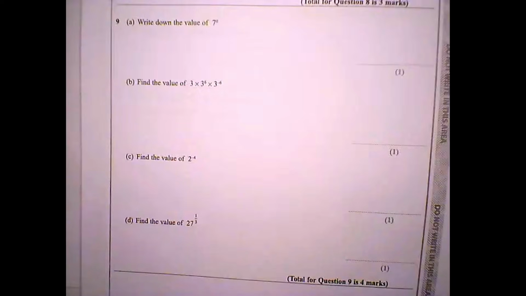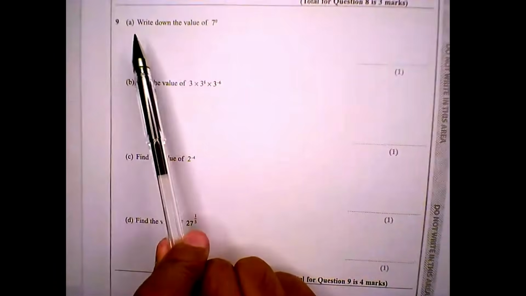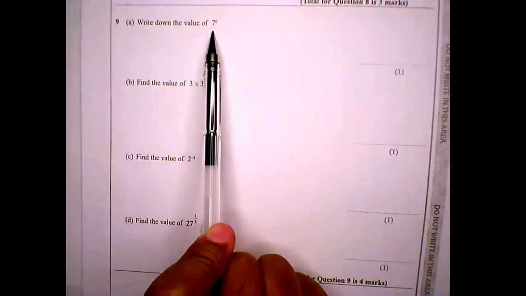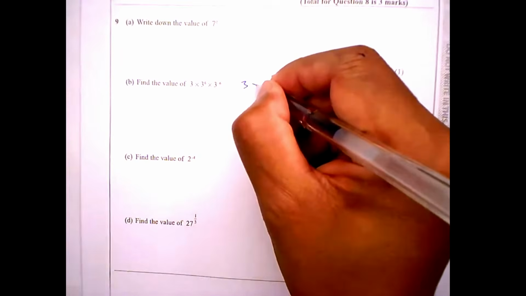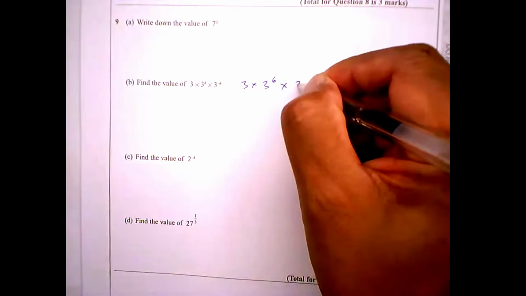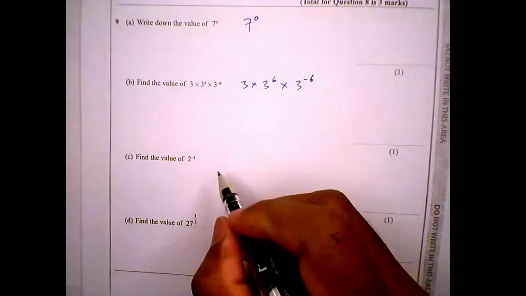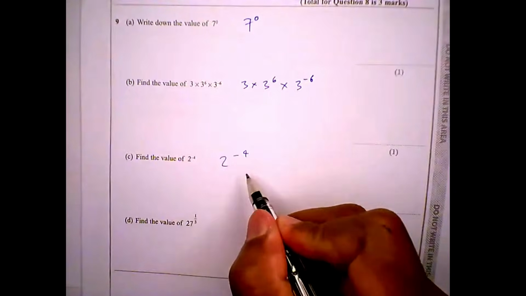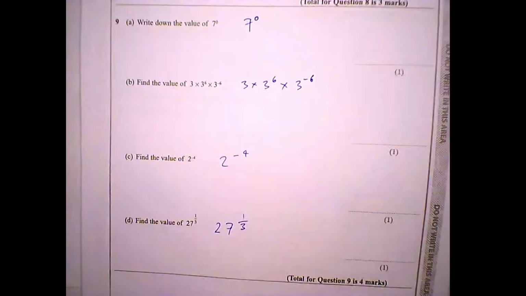Okay, I'm going to read the questions. 9a, write down the value of 7 to the power 0. Find the value of 3 times 3 to the power 6 times 3 to the power minus 6. I'm just going to rewrite this. And this was 7 to the power 0. Find the value of 2 to the power minus 4. Find the value of 27 to the power a third.